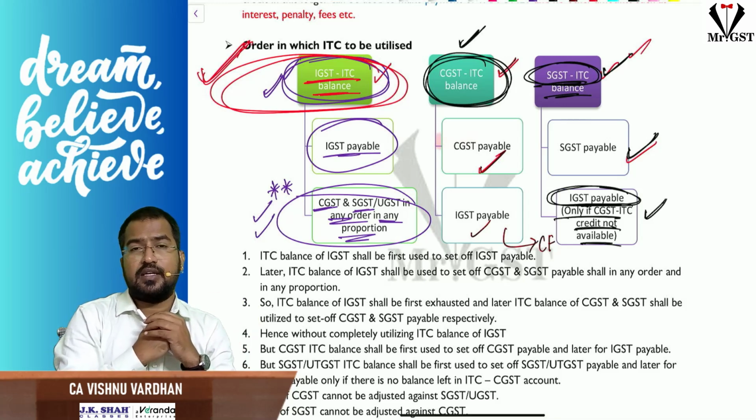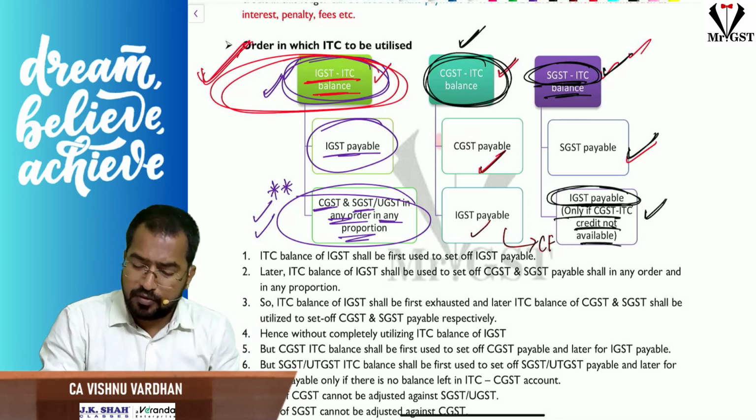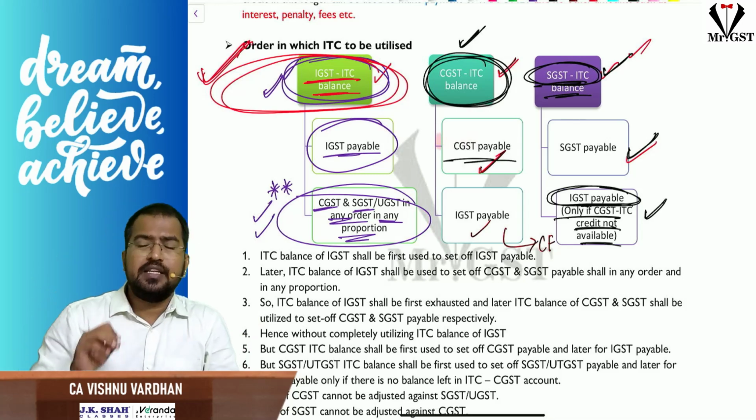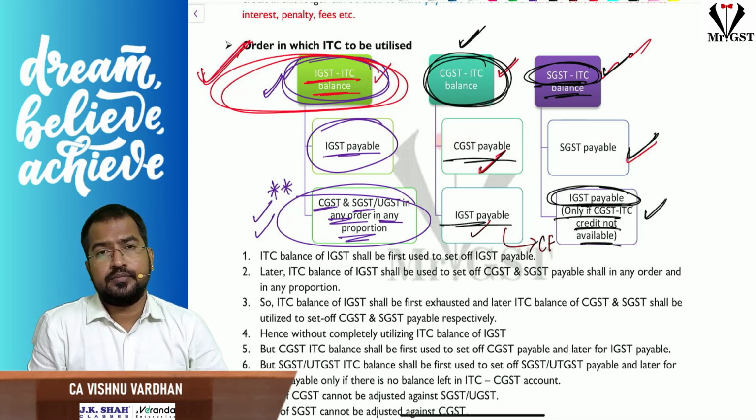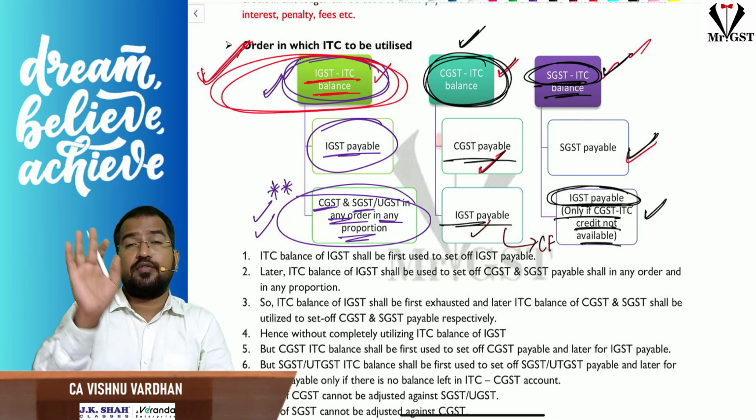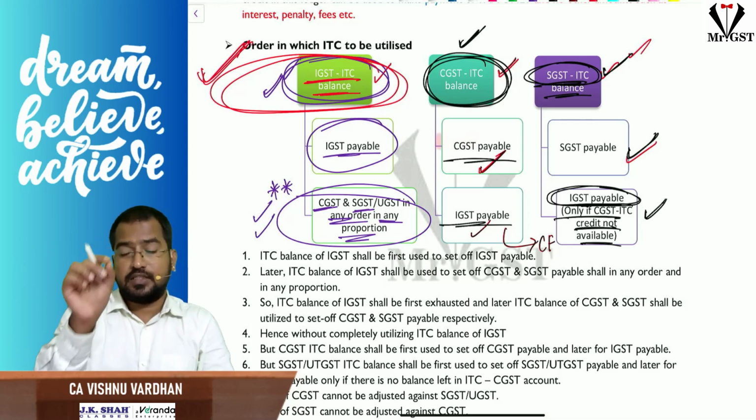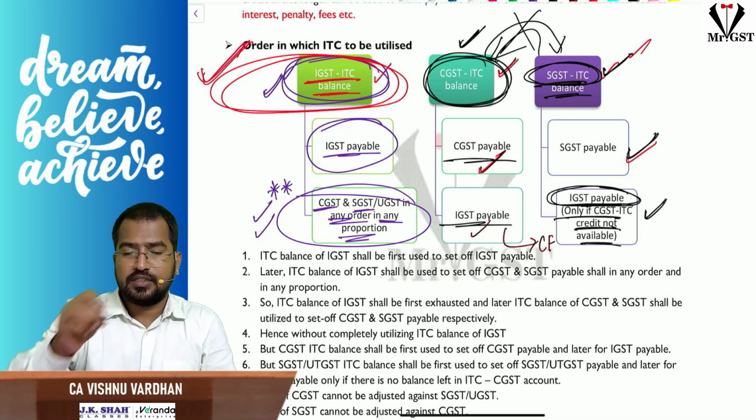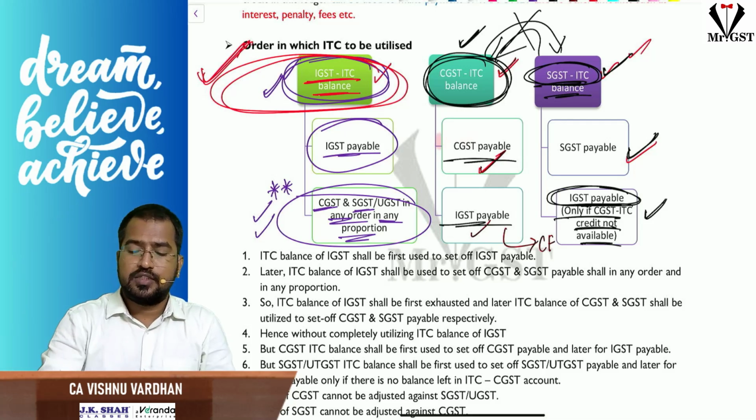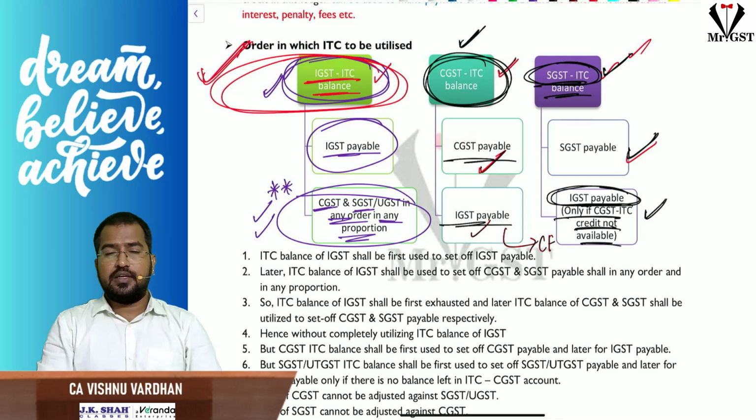CGST ITC balance can be used only for CGST payable first. Till anything is left out, use it for IGST payable. Till anything is left out, carry forward, don't use it for SGST payable. CGST, SGST cross utilization not possible. So CGST cannot be used for SGST, SGST cannot be used for CGST. Clear? But both of them will help IGST, no problem.